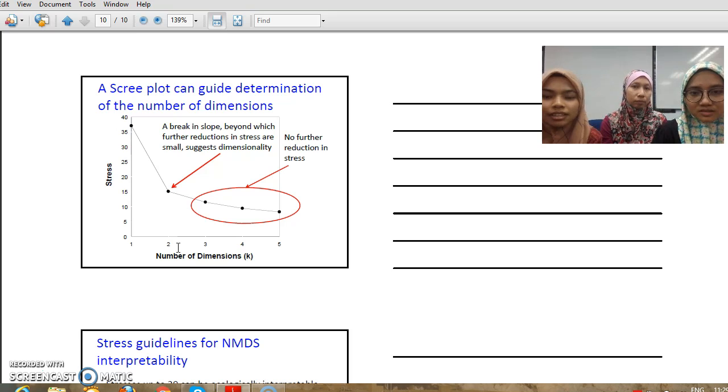Previously, we saw that there exist 2 dimensions. If you want to confirm or validate the number of dimensions, we can use a scree plot that can guide the determination of the number of dimensions. Based on this scree plot, we plot stress versus the number of dimensions. A break in the slope, beyond which further reductions in stress are smallest, suggests the dimensionality. So we look at the elbow point of the scree plot, and that should be the number of dimensions. Based on this scree plot, we can see that 2 is the best number of dimensions.